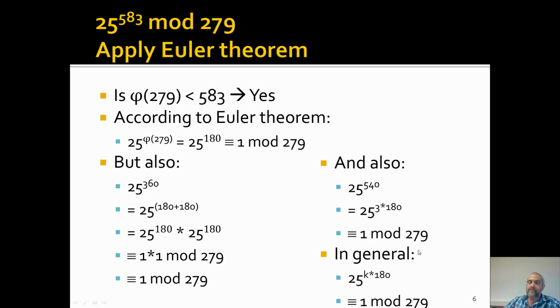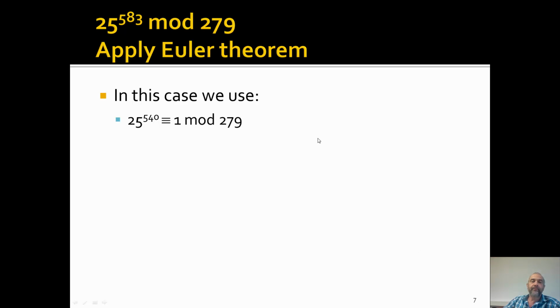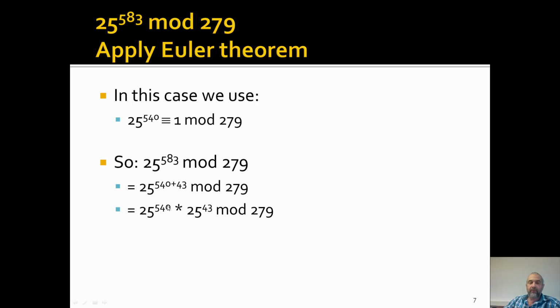So then we can simplify it a lot. 25 to the power 583 is 25 to the power 540 plus 43, of course. That's 25 to the power 540 times 25 to the power 43. Property of exponentiation. This part, we just saw, this part is 1 because 540 is 3 times the phi function. So this is 1, we can just remove it and we will have only this part left.